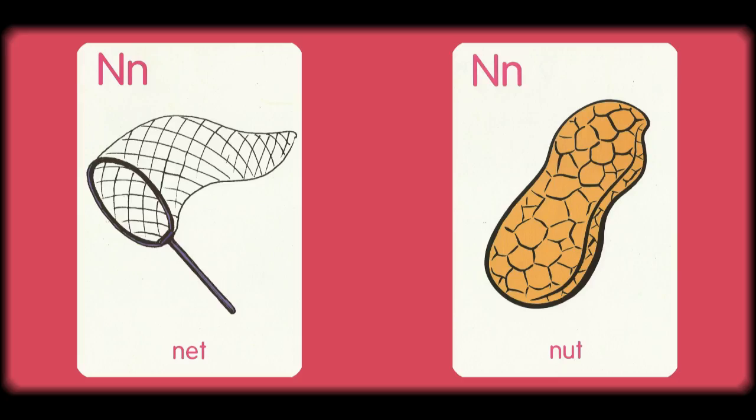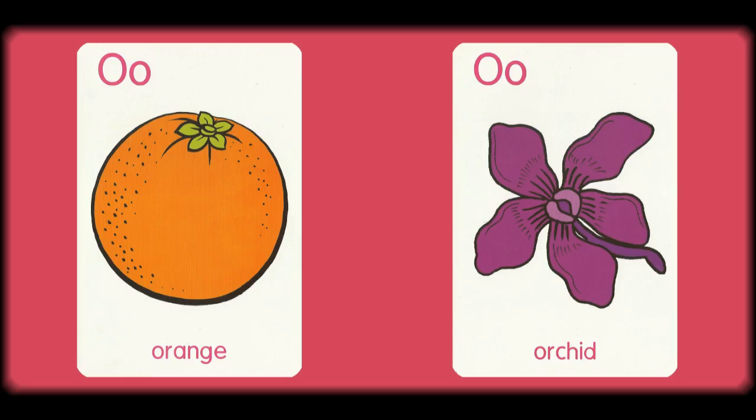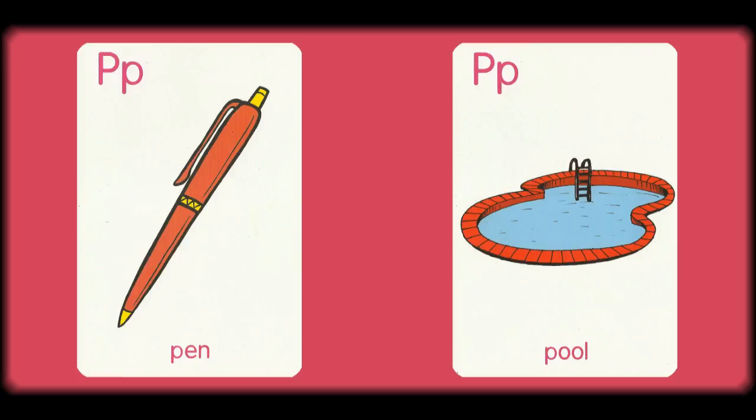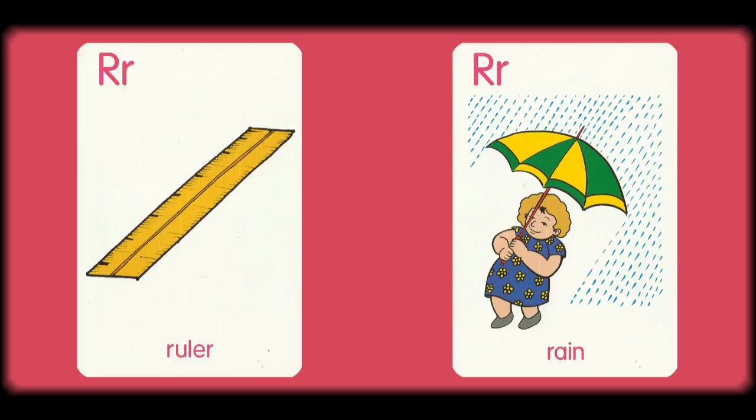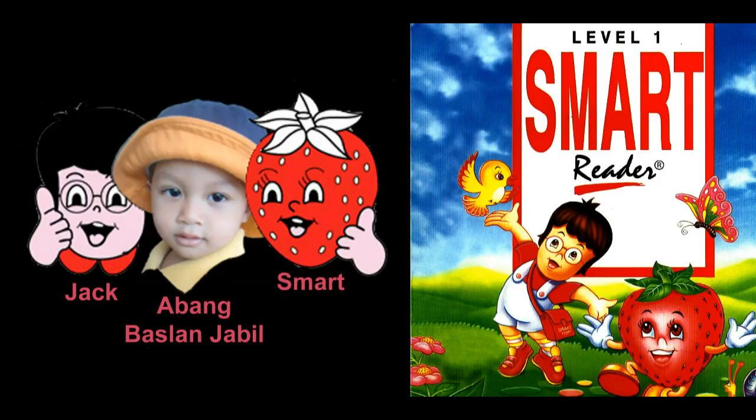N, as in net and nut. N, net. N, nut. O, as in orange and orchid. O, orange. O, orchid. P, as in pen and pool. P, pen. P, pool. Q, as in queen and quilt. Q, queen. Q, quilt. R, as in ruler and rain. R, ruler. R, rain. You are doing fine. Let's move on with S.